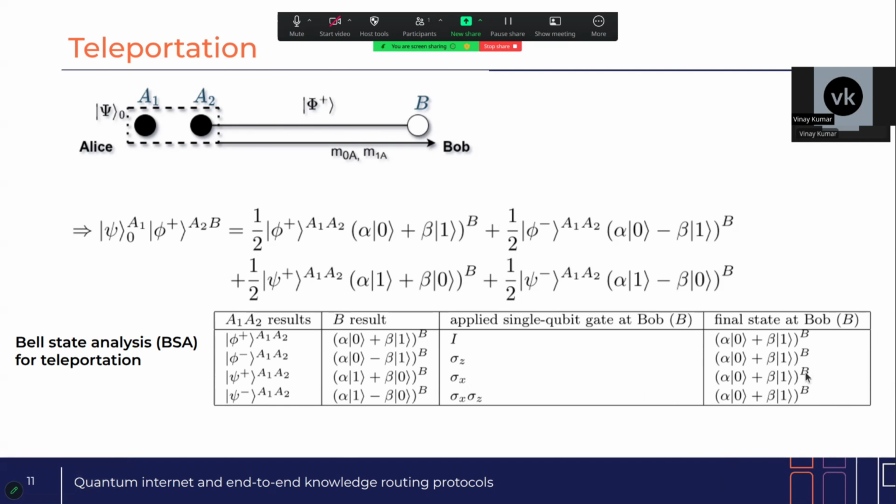So this whole process is called Bell state analysis. What we are doing is analyzing the outcomes at Alice, and according to those outcomes, certain single-gate operations are applied at Bob's end to get the correct final state at Bob's end. So what we get is that we have teleported the initial state from Alice's end to Bob's end.